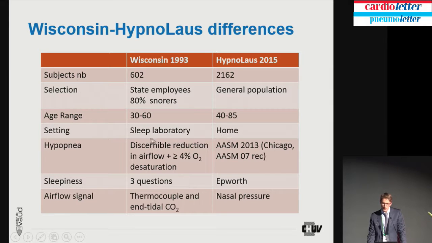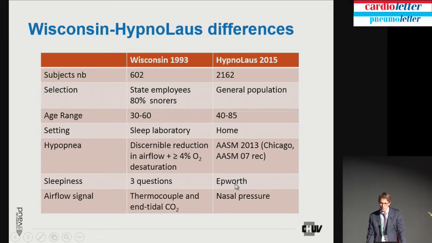We did it at home, they did it in sleep laboratory, but this shouldn't impact too much on the sleep apnea prevalence. We used the recent American Academy of Sleep Medicine criteria, which defined a hypopnea as using a 3% desaturation. So a hypopnea should induce a 3% desaturation instead of 4% here. So it was more restrictive here, which can explain why they have a lower prevalence.